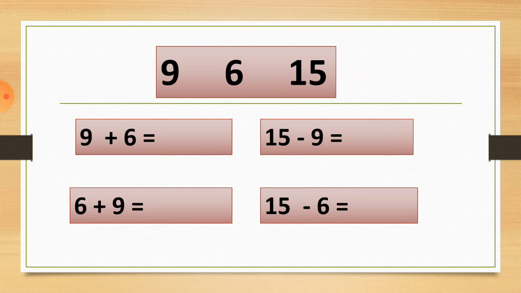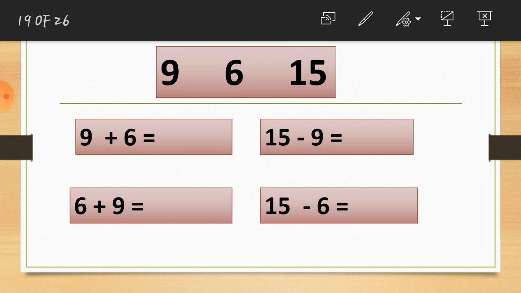See here, I have one more example to show you. One easy trick is this: 9, 6 and 15. You can also write the missing number here from this box. So you will also get the answer. Let's write the missing number and then solve it, and check if it is right or wrong.